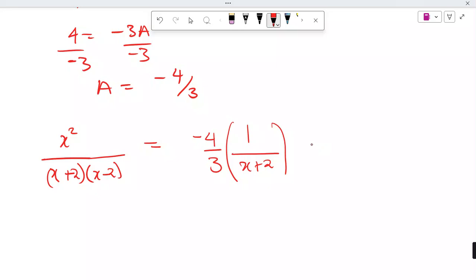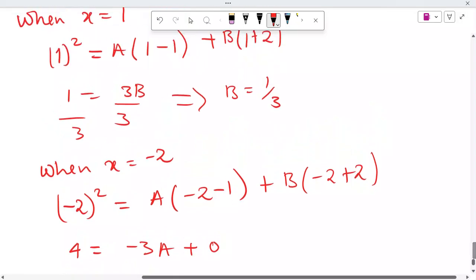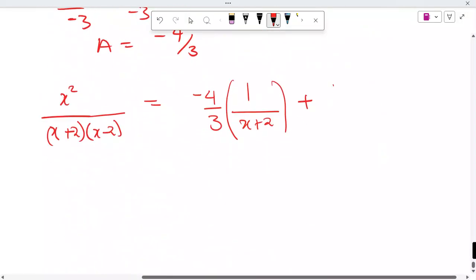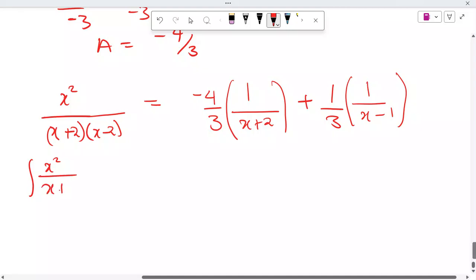So b plus, what is the value for b? B is 1 over 3. So 1 over 3, 1 over x minus 1. Okay, so now we have separate equations instead of this joint. So that's the whole point of doing partial fraction decomposition. Now we integrate, since now it's easy to integrate because we have separate equations.